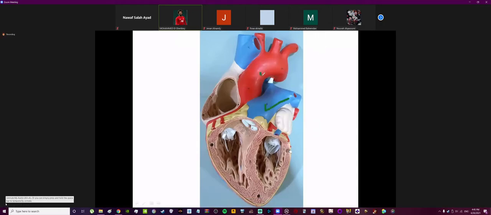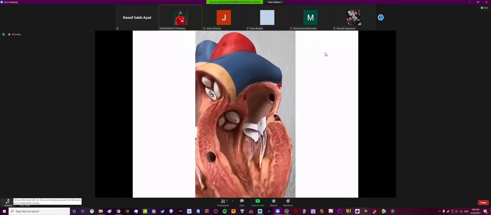Pulmonary trunk, arch of aorta, superior vena cava. This is the right coronary, on the right side of the heart. On the left side of the heart is the left coronary, which divides into two terminal divisions, the anterior interventricular and the circumflex. This is the left auricle. This is the right ventricle and left ventricle. Inside the right ventricle are the papillary muscles, and the outflow part, the infundibulum.